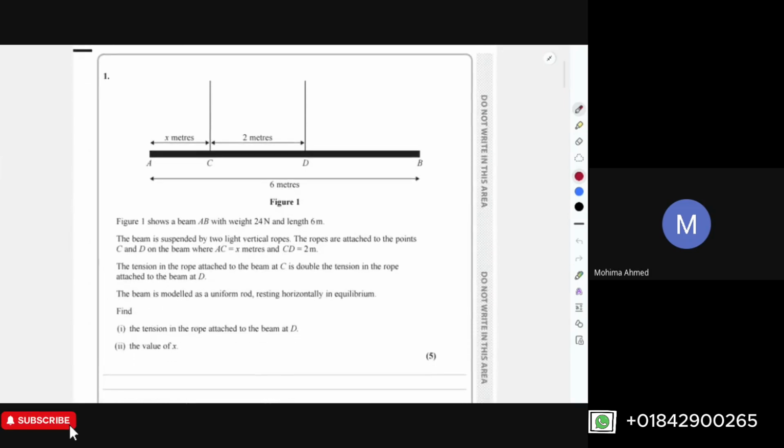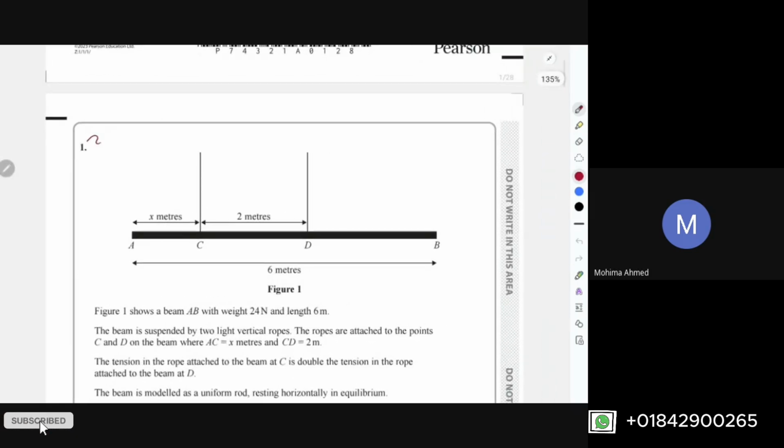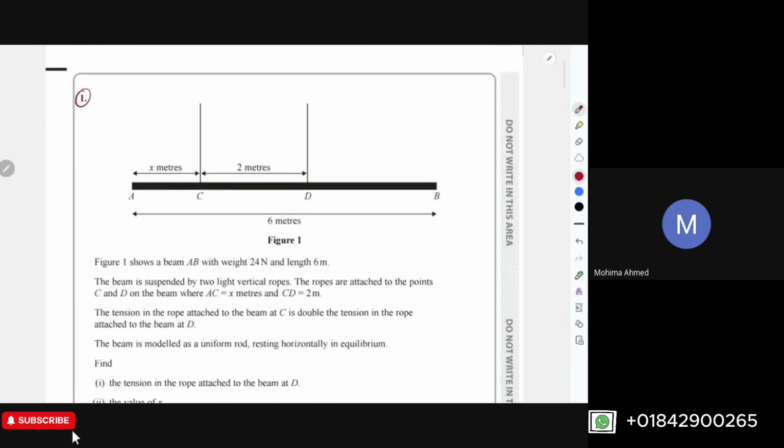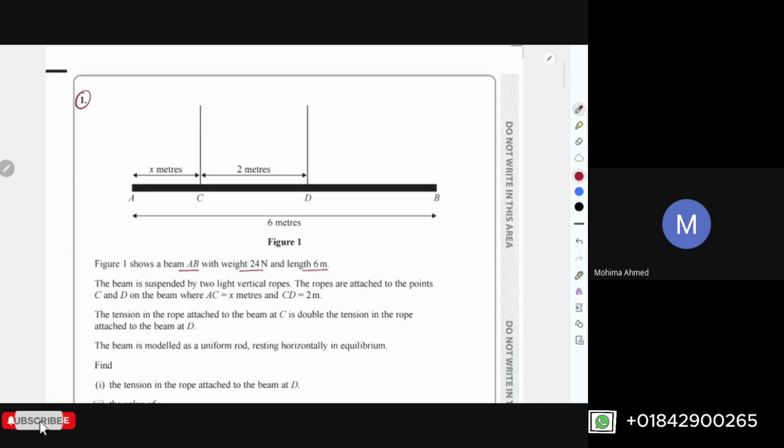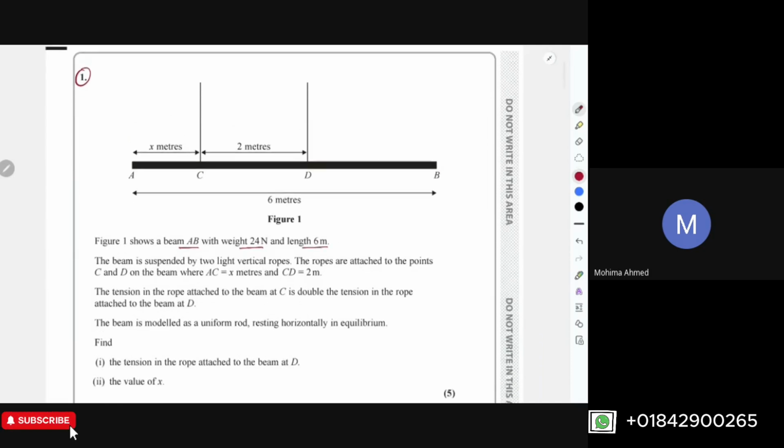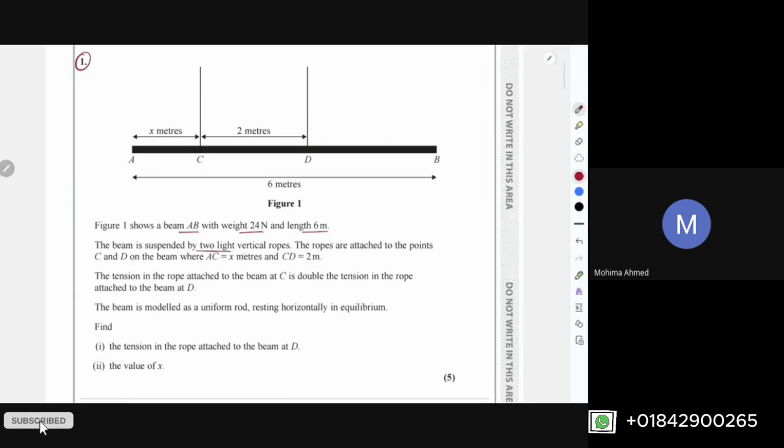So if we start with the first question, that is about moment, right? Figure 1 shows the beam AB with weight 24 and length 6. Okay, so the weight is 24 and the total length is 6 meters. The beam is suspended by two vertical ropes and the ropes are attached to the points C and D. On the beam, AC is X meters and CD is 2 meters.